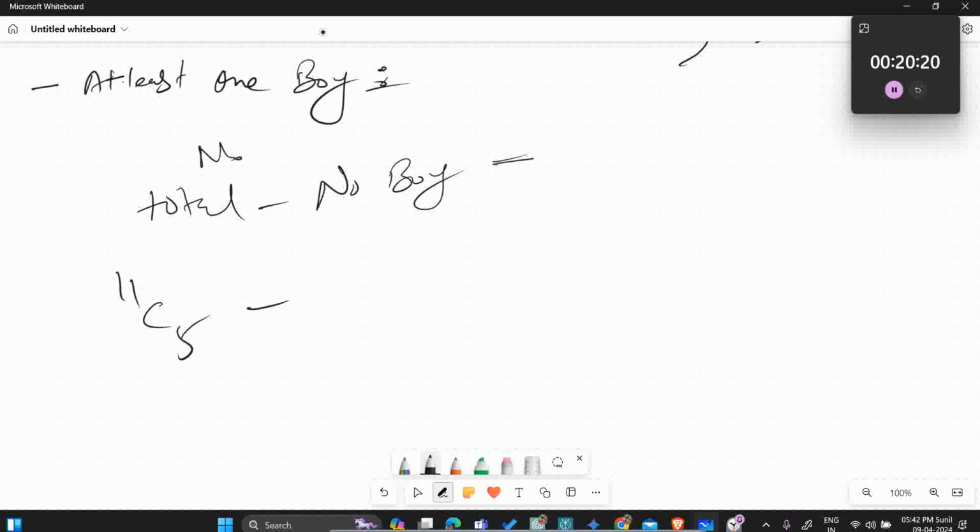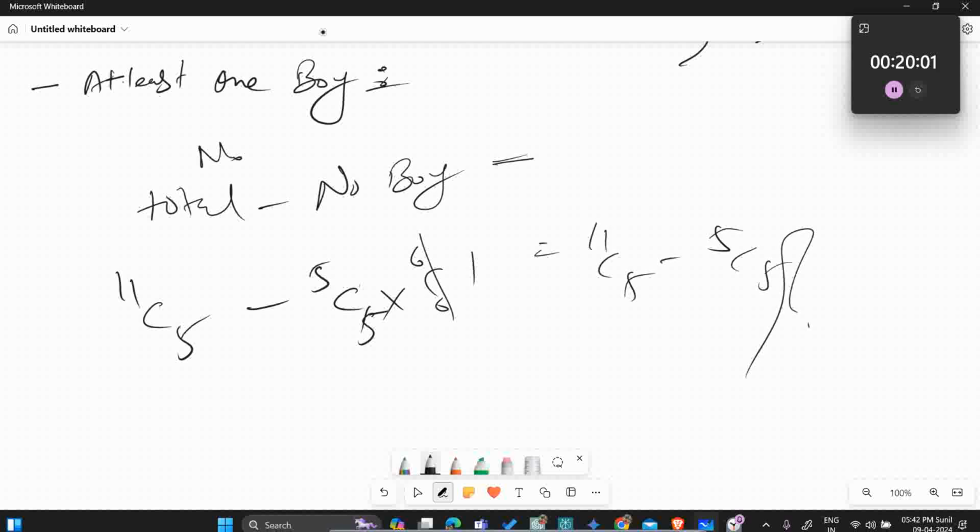No boys, like 5C5, all girls, into 6C0. It will come down to 1, and it will be like 11C5 minus 5C5 is the answer. Alright.